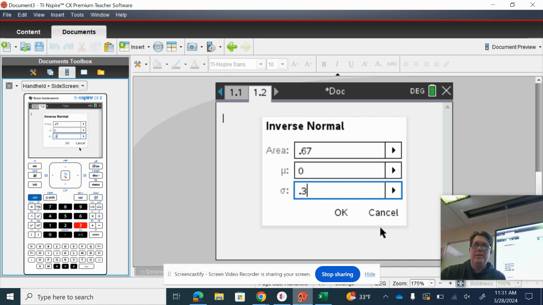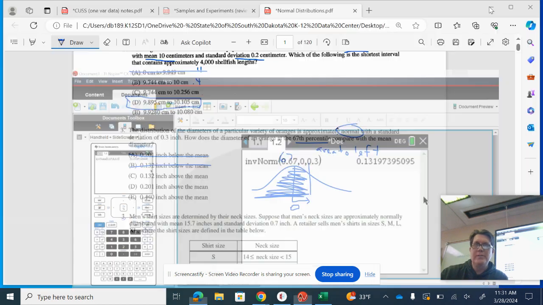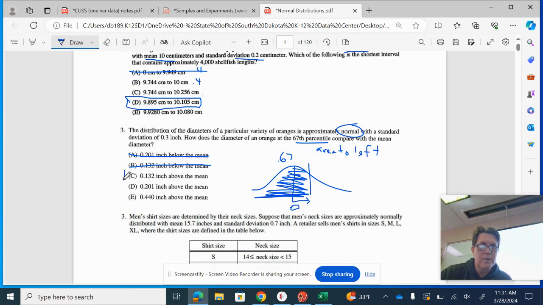Now, why am I leaving my mean zero? I don't know what my mean is, but if it's zero, it's going to tell me exactly how far above that zero I'd have to be. And it tells me I'd be 0.13, rounded to 2 decimals. So my answer is C.